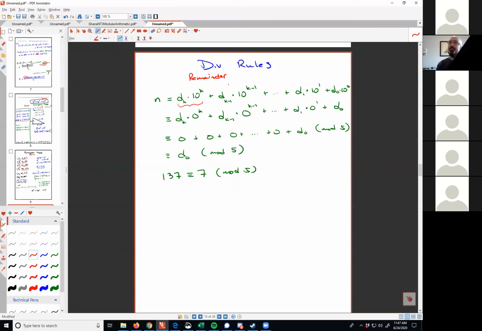But what if I wanted a remainder rule or a divisibility rule for 4? How can we tell quickly whether or not the number 133,752 is a multiple of 4? Must end in 2, 4, 6, 8, or 0. Okay. Here are 2 consecutive even numbers. Only one of them can be a multiple of 4. Which one?